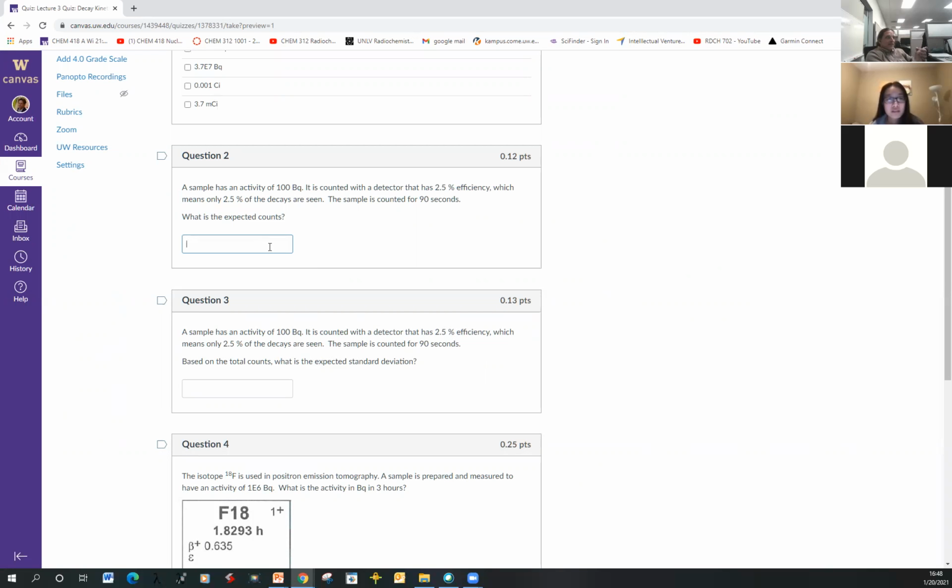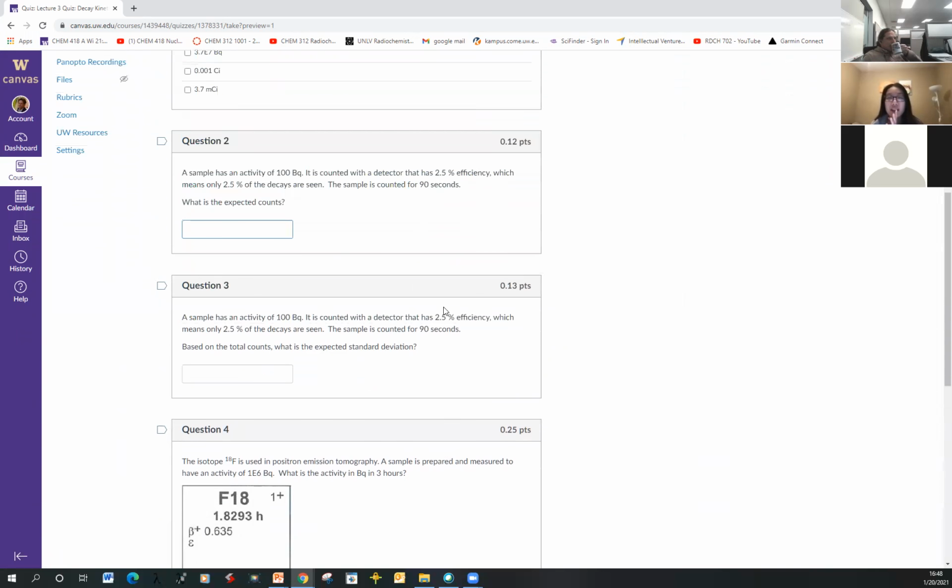And then the follow-up question is, what's the error? Well, it's the square root, so it's 15. So it's 225 plus or minus 15 counts. So if you put that sample on, within one standard deviation, you would expect the counts to be 225 plus or minus 15 counts. Yeah, that would make sense intuitively.